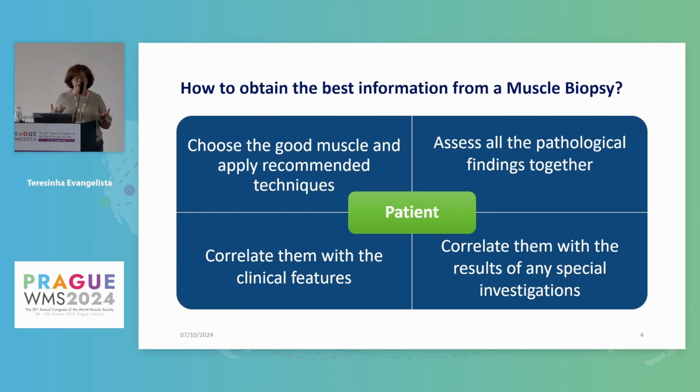And when you have the patient, you need to choose the good muscle to make the biopsy and apply the recommended techniques. Once you have the slides, you need to analyze all the pathological findings together and correlate them with the clinical findings and with the ancillary tests. Otherwise, you can say it was not a very useful biopsy.